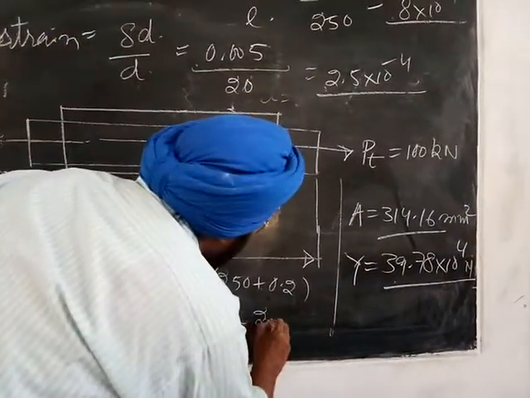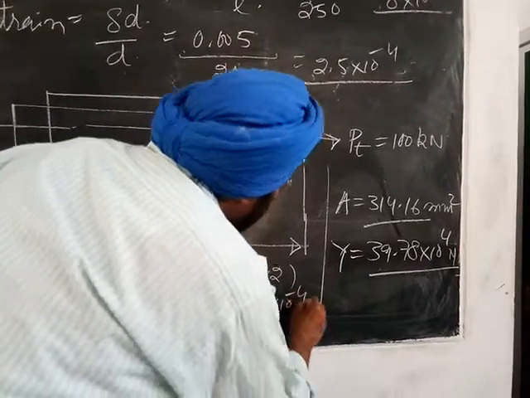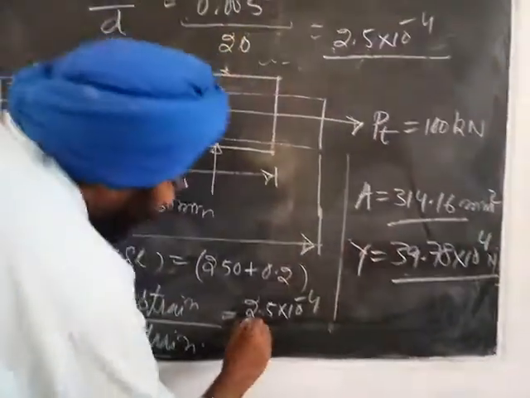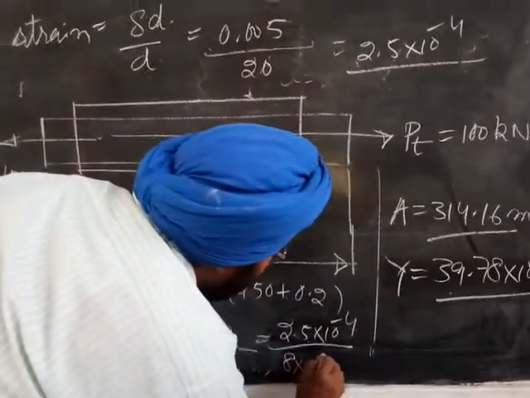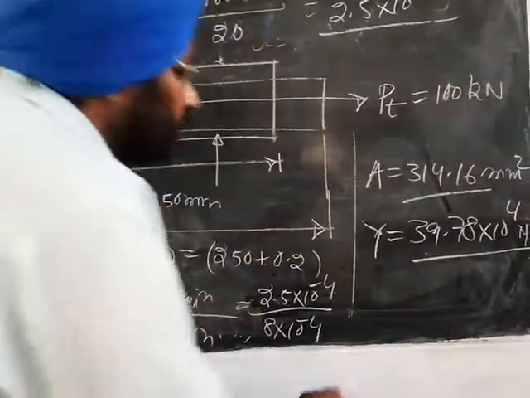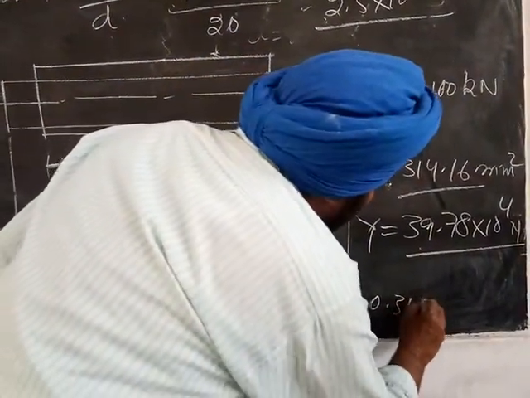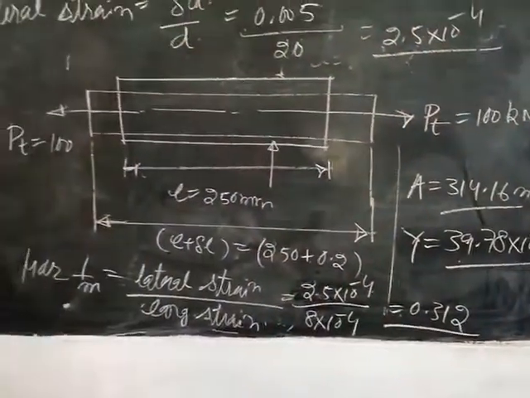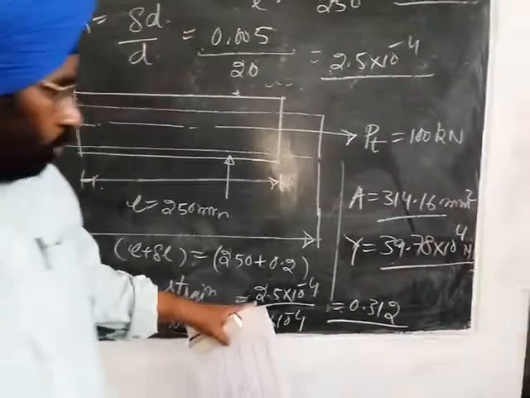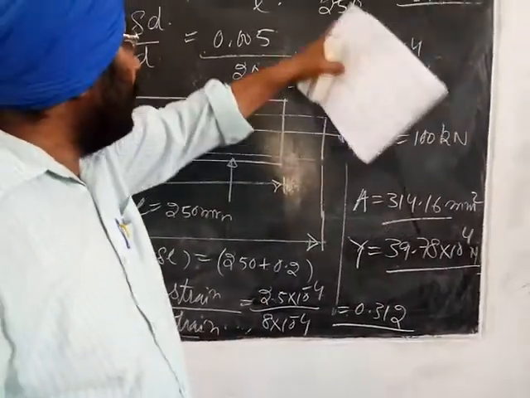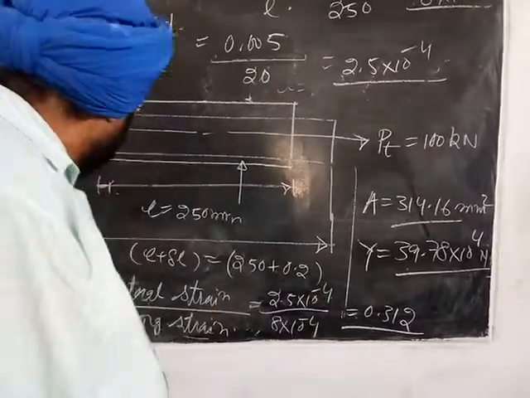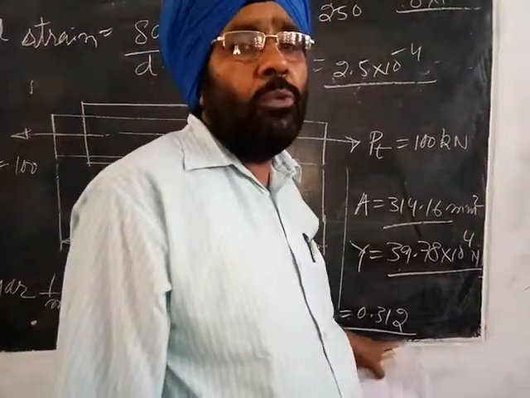2.5 into 10 raised to the power minus 4 and longitudinal strain is 8 into 10 raised to the power minus 4. So then Poisson ratio 1 upon m is 0.312. Poisson ratio 1 upon m is lateral strain upon longitudinal strain, 2.5 into 10 raised to the power minus 4 upon 8 into 10 raised to the power minus 4. So Poisson ratio is 0.312.